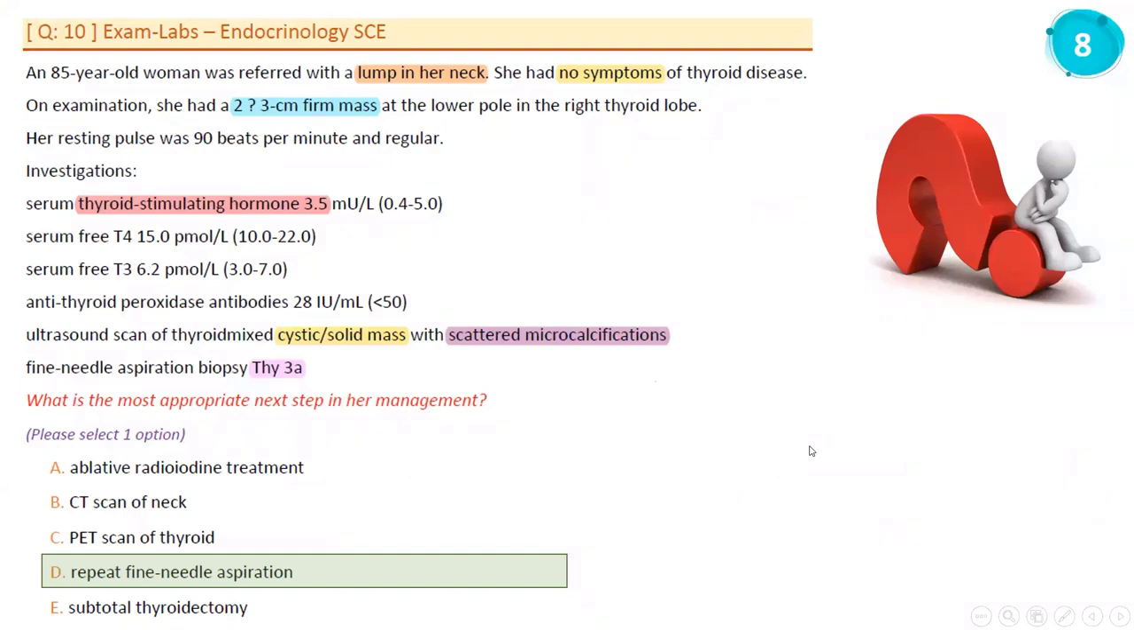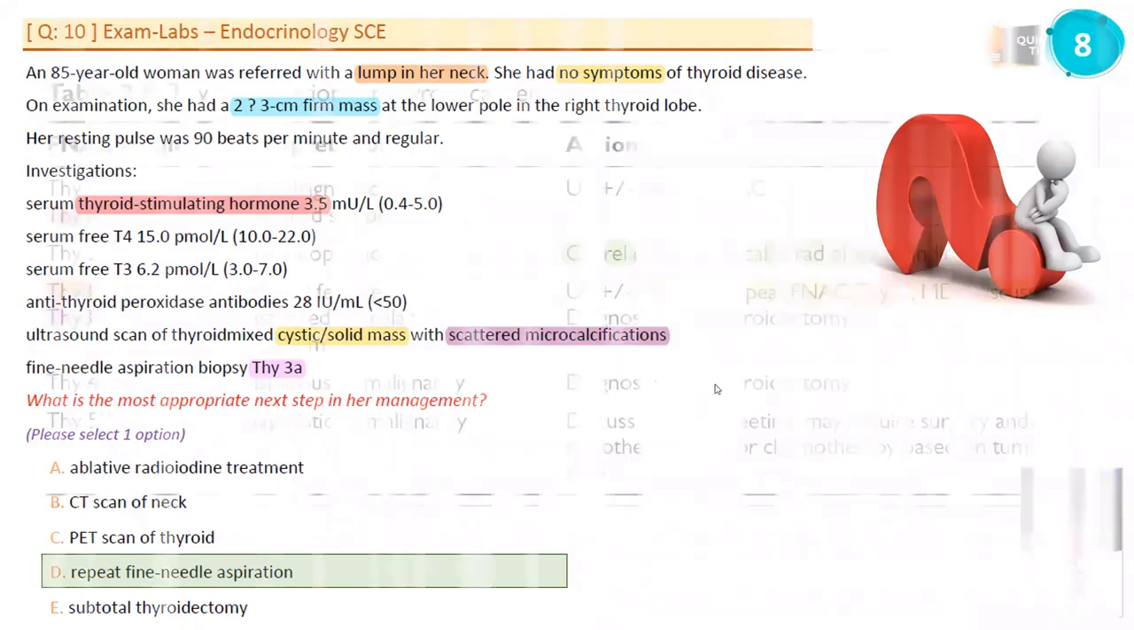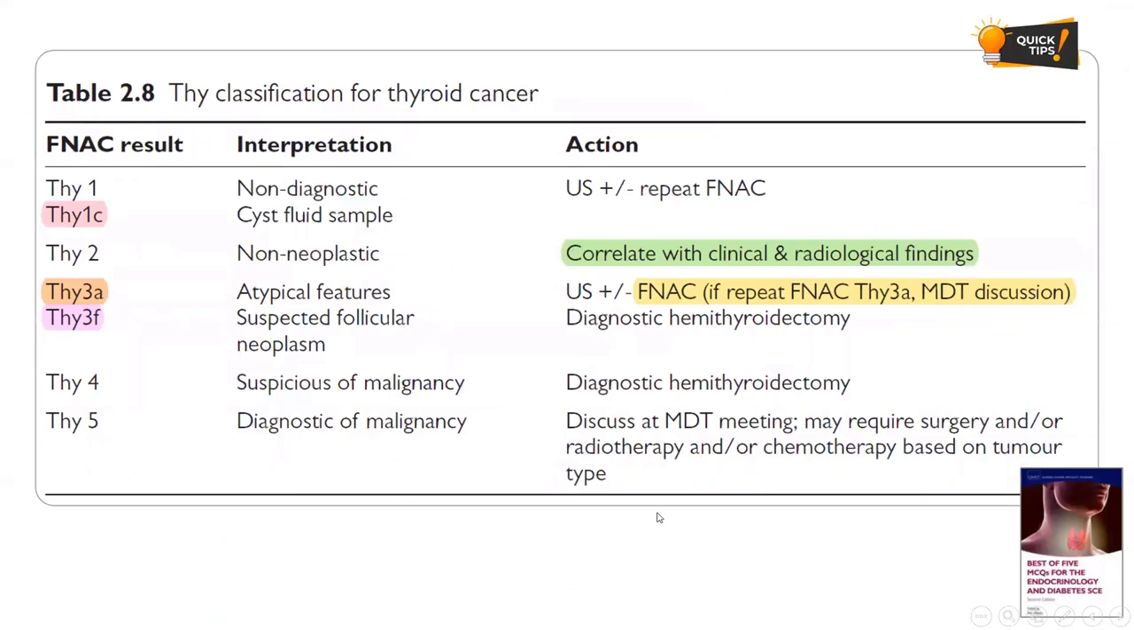Yes, we repeat the fine needle aspiration biopsy. In this situation, we can repeat it immediately. But if Thy 2, we need to repeat it after 3 to 6 months. But in Thy 3A or Thy 1, we need to repeat it immediately under ultrasonographic guidance. And this is from the ATA book, the second edition. This also summarizes all the Thy categories, the interpretation and the action. And actually, this is a very important slide also.